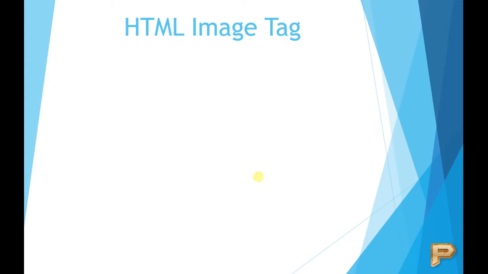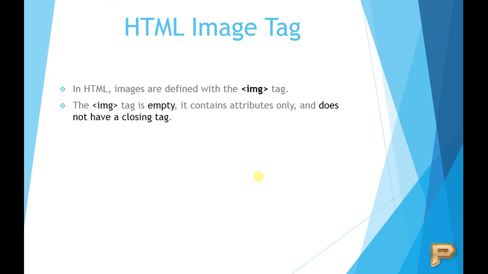In this tutorial of the HTML video series, we will learn about the HTML image tag. In HTML, images are defined with the img tag. The img tag is empty. It contains attributes only and does not have any closing tag. So basically it's a one-sided tag. You do not need to put a closing tag for this image.